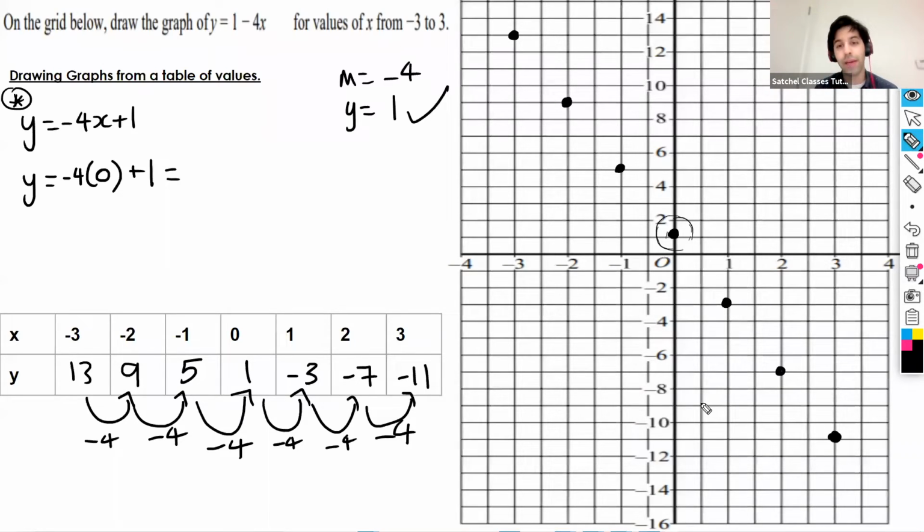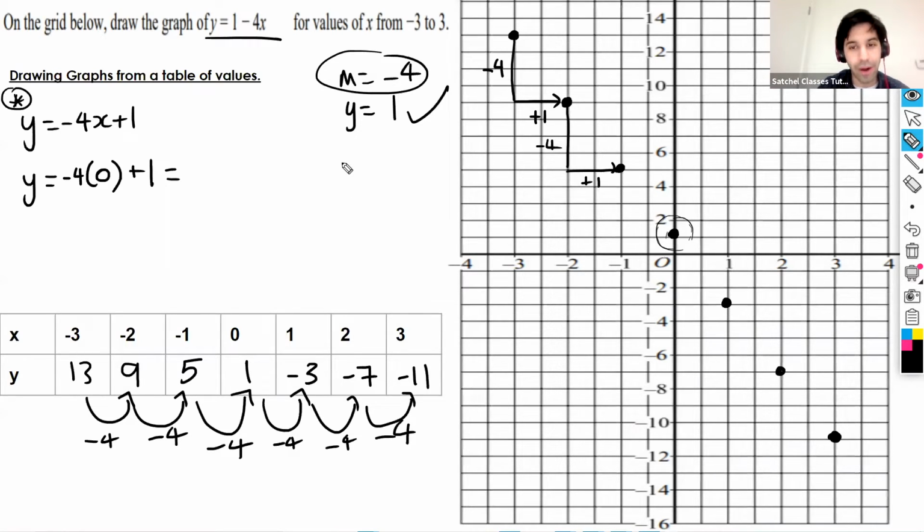Now let's test our gradient. Now notice that our graph is downward sloping. So when you have a downward sloping graph, it means you have a negative gradient. And from this equation, we established that the gradient is negative. So let's pick two coordinates. Let's pick these two. Our y value is going down by 4, and our x value is increasing by 1. So we're going down 4, increasing 1.